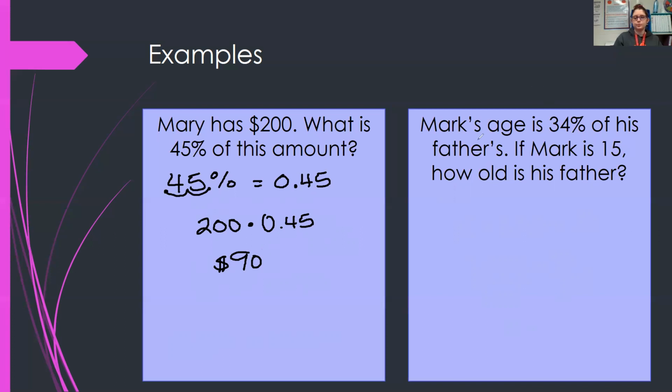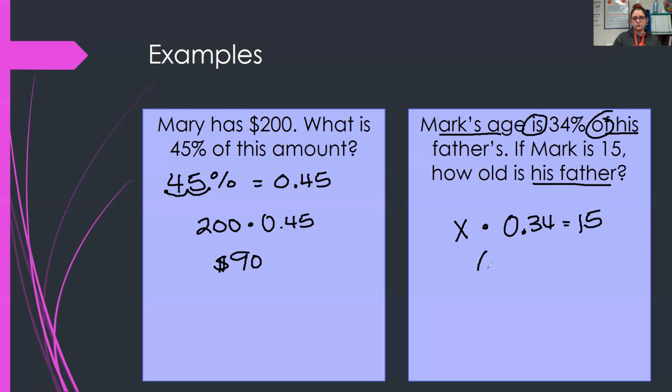Our last example. Mark's age is 34% of his father's. If Mark is 15, how old is his father? So we're looking for his father. We know that Mark's age is 34% of his father. We're going to say x to represent his father. We need to turn our percent into a decimal. So that'll be 0.34. And we know that Mark's age is 15.